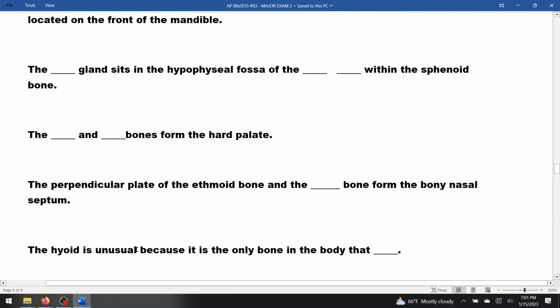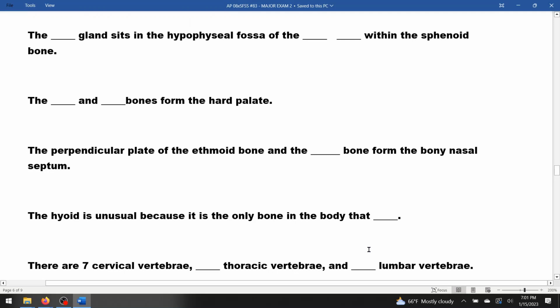The hyoid is unusual because it is the only bone in the body. Now, this is one I actually did not cover in our lectures. And it is unusual because it does not articulate with any other bone in the skeleton. And that's what makes it unique. It's found in the throat.